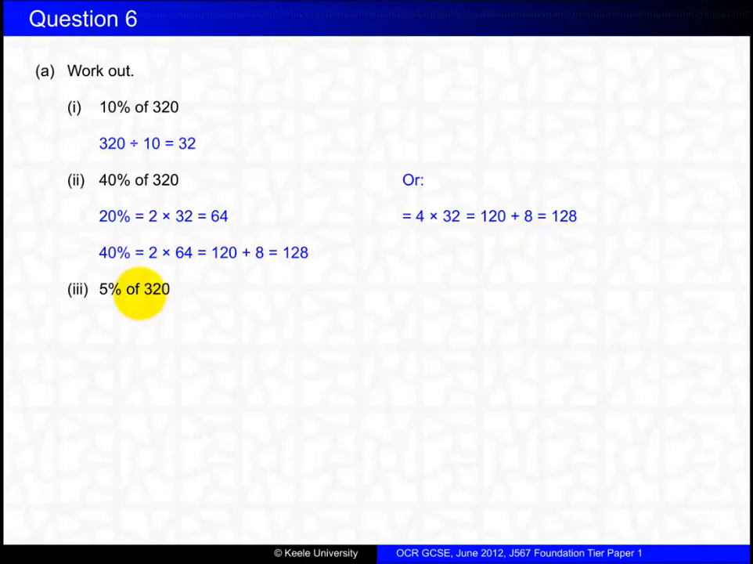Part 3. 5% of 320. Well, 5% is half of 10%. So we just divide 32 by 2, and that gives us 16.